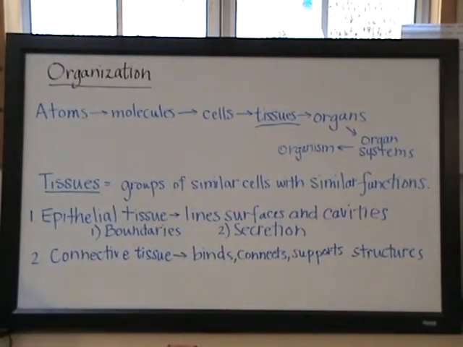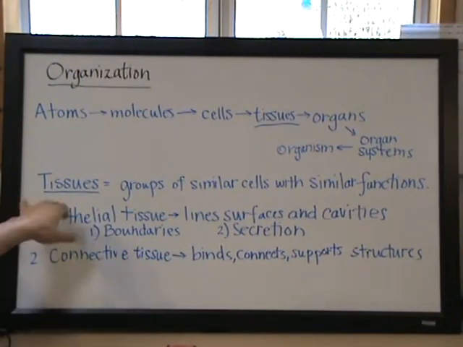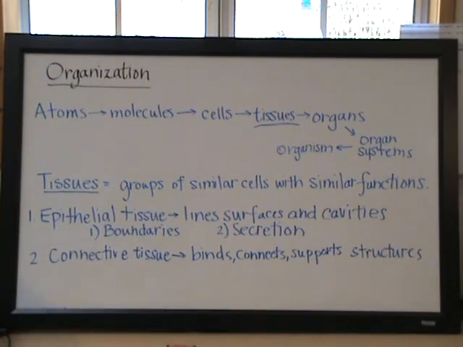If you remember from anatomy, tissues are groups of similar cells with similar functions. There are 4 types of tissues in the body. The first 2, muscle tissue and nervous tissue, we'll be talking about a lot in the next few weeks. So I want to just mention briefly the other 2 types of tissues, which are epithelial tissue and connective tissue.